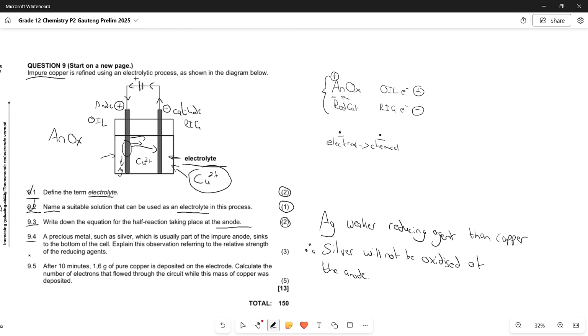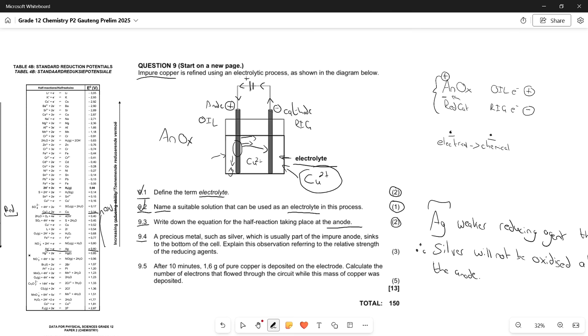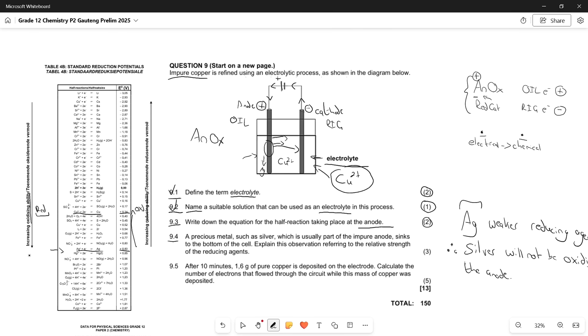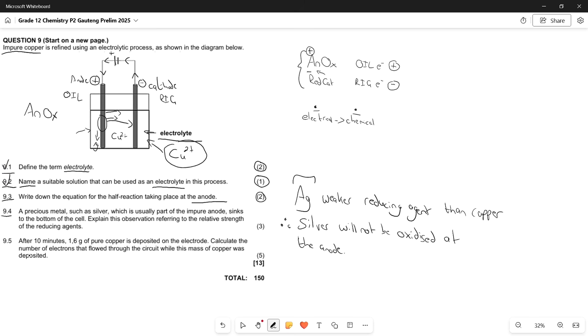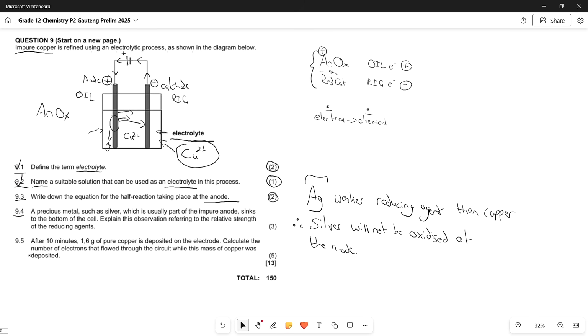Okay, and this would earn us 3 marks over here as we establish that Ag is lower down over here. It is a weaker reducing agent because reducing agents oxidize, and therefore the copper will be oxidized at the anode and the silver will not, and therefore it will float down to the bottom just like they mentioned in 9.4. And this used the relative strengths from Table 4B to explain it in terms of reducing agent ability. Okay, and that would earn us 3 marks over there.